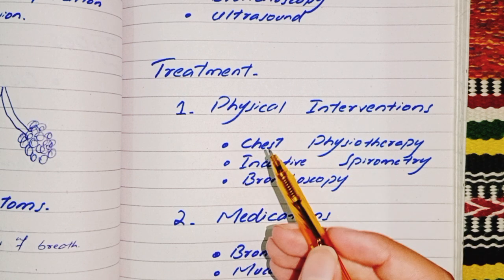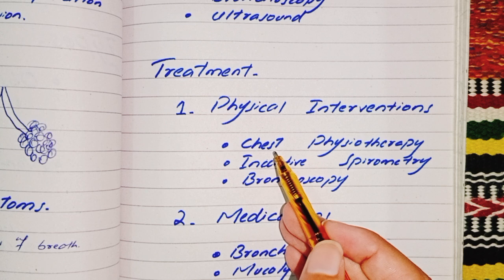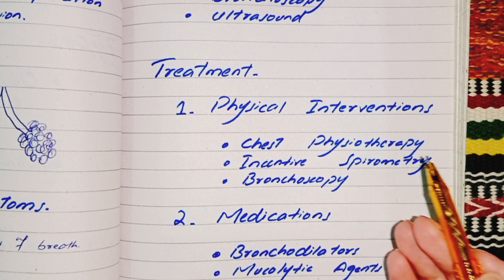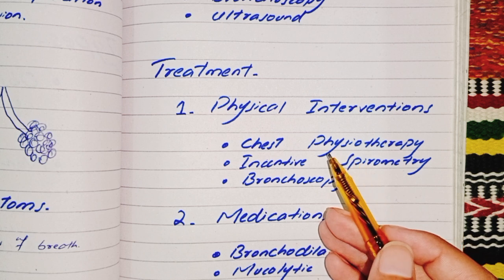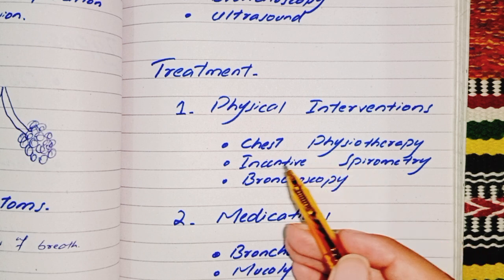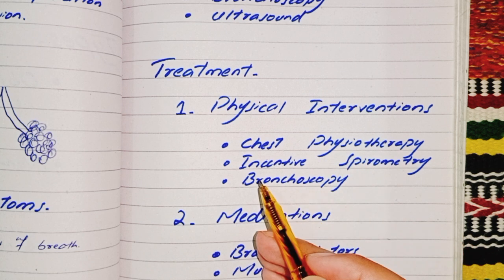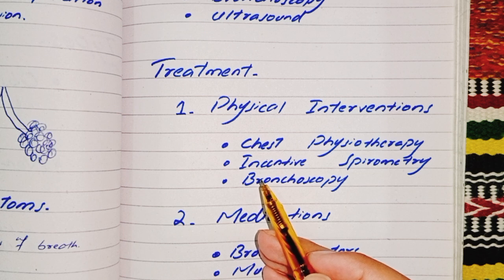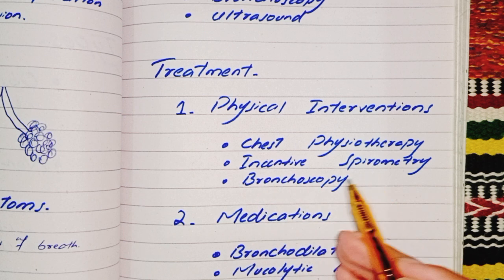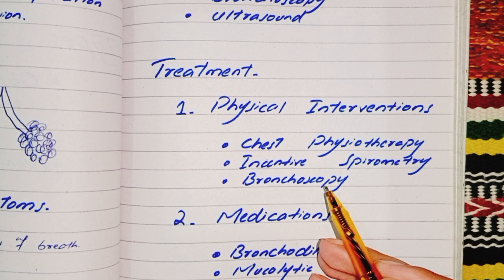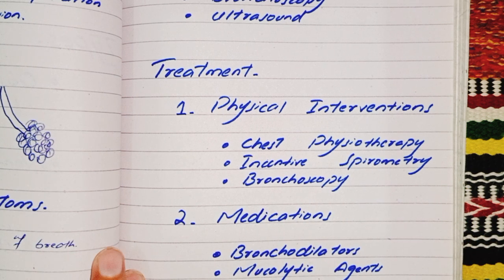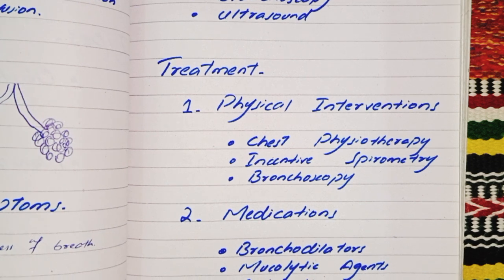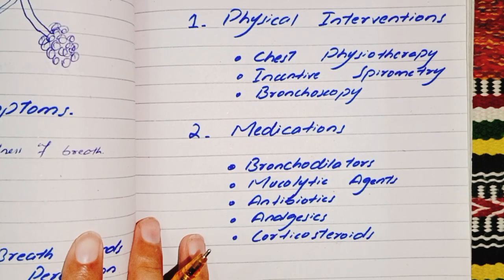First way in physical intervention is chest physiotherapy. We try our best to treat the patient with chest physiotherapy. Second is incentive spirometry, and third is bronchoscopy. We try to open the airways with the help of bronchoscopy. Our second way of treatment is medications.